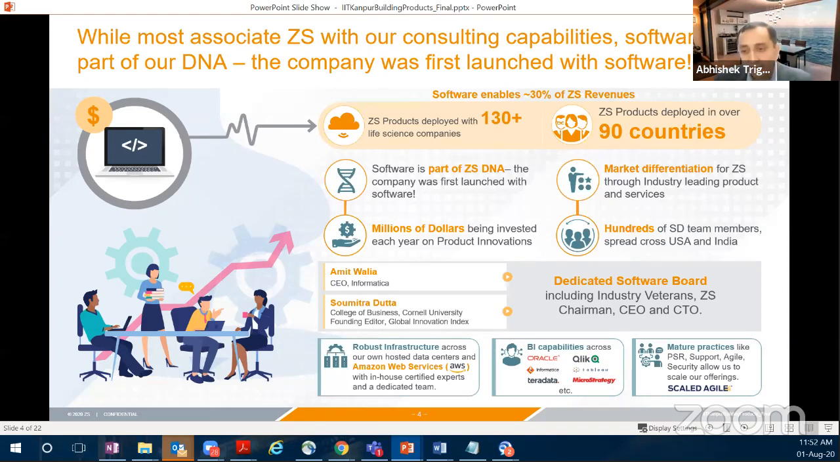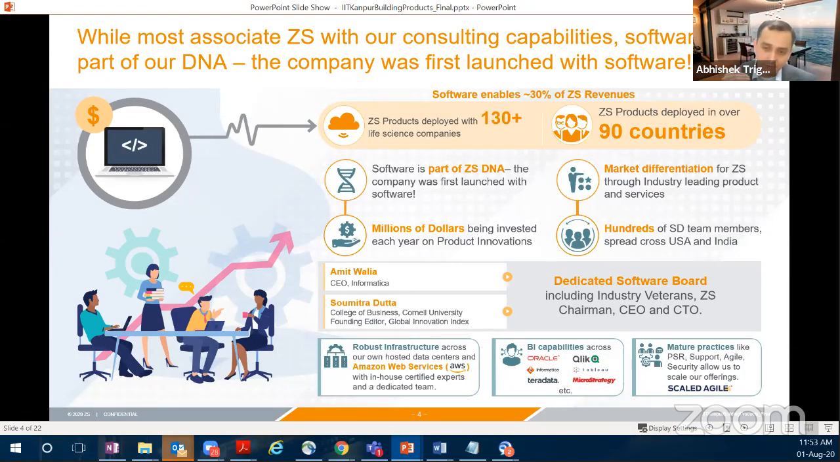enough to coordinate that. But we have representations from our chairman, from CEO. I, of course, represent as the CTO. We have our business leaders, and we also have external people, like, for example, Amit Walia, who is the CEO of Informatica, sits on the board. We also have Soumitra Datta, who is the ex-dean of SC Johnson Business School at Cornell. And he's also the founding editor of the Global Innovation Index.